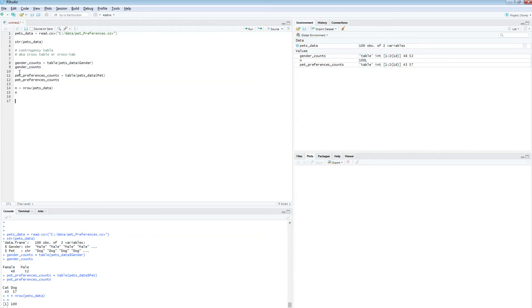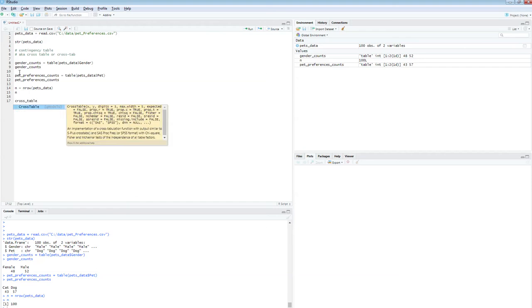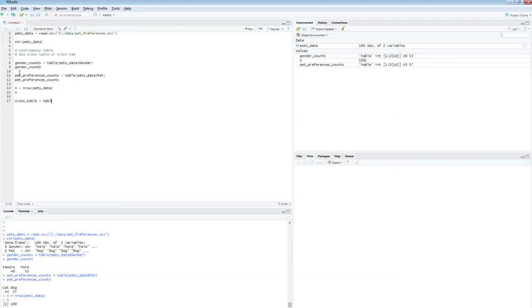Now I'm going to create a contingency table, or cross table, or cross tab. That's a slightly more complicated representation of the very same data set, and now it actually takes into consideration both the column with pets and the column with gender. So here's how I'm going to do it. I'm going to call this variable cross underscore table. And I'm going to use the same exact function table, just what I did before, to get the summaries of my column 1 and column 2.